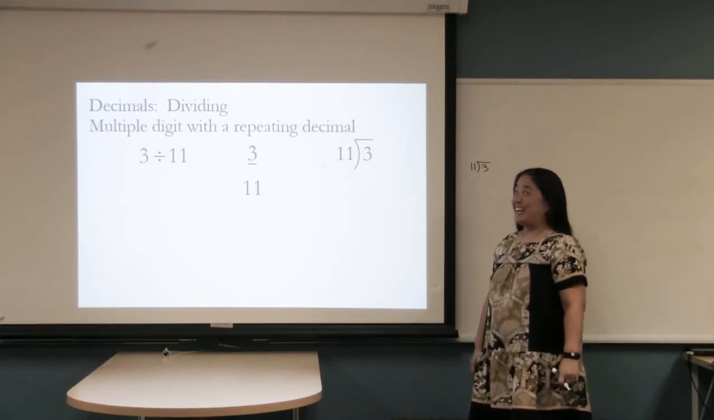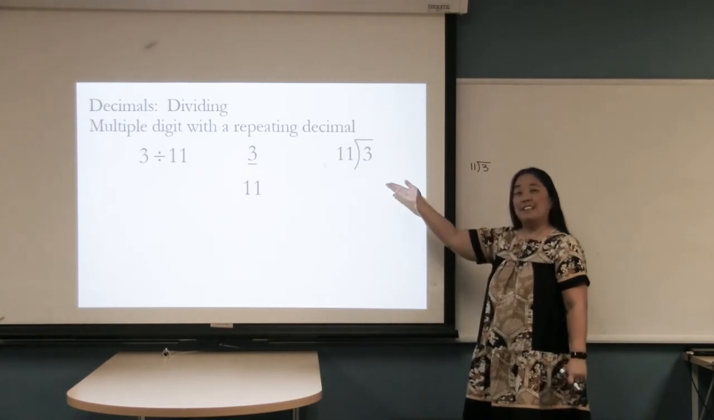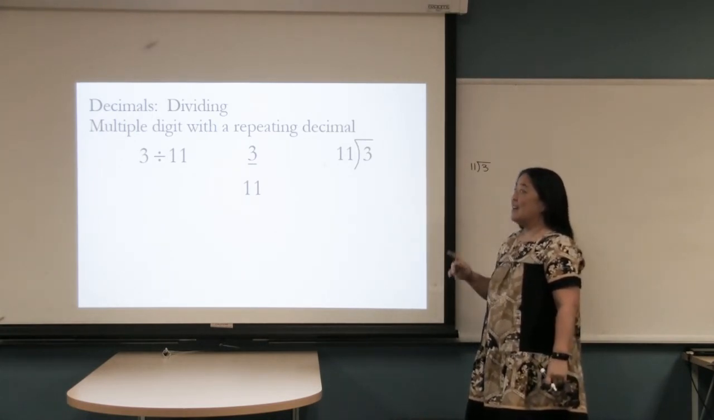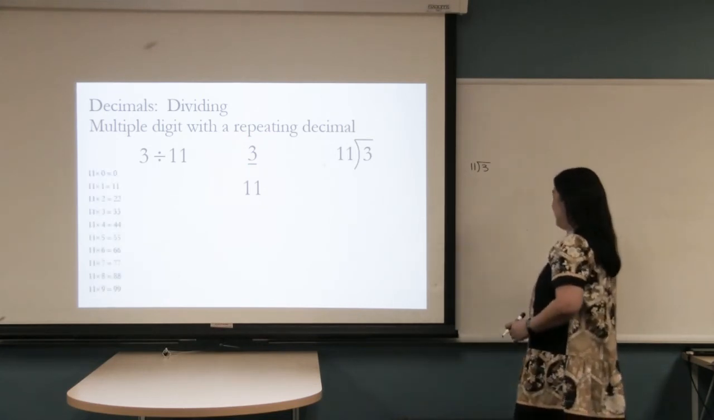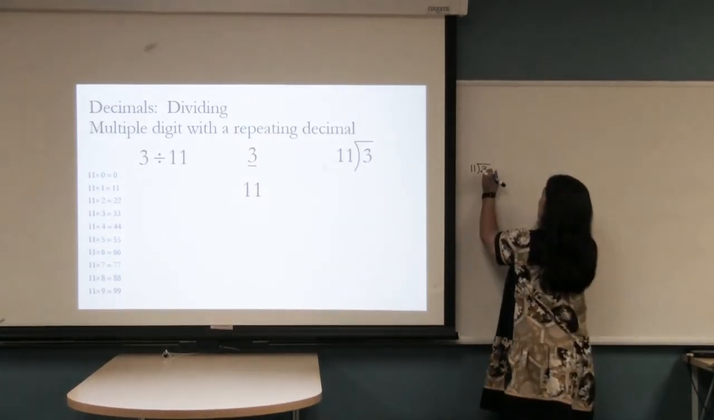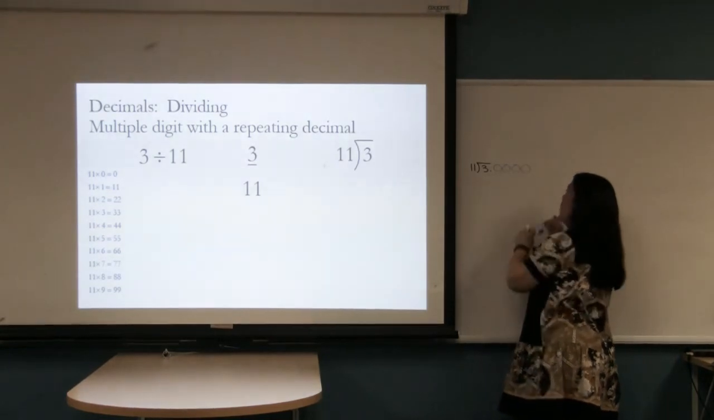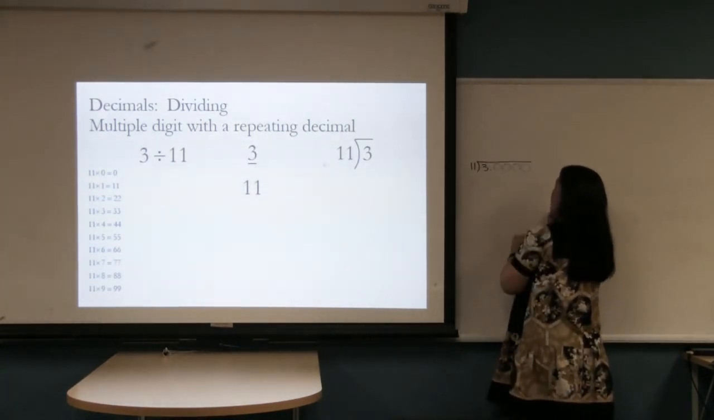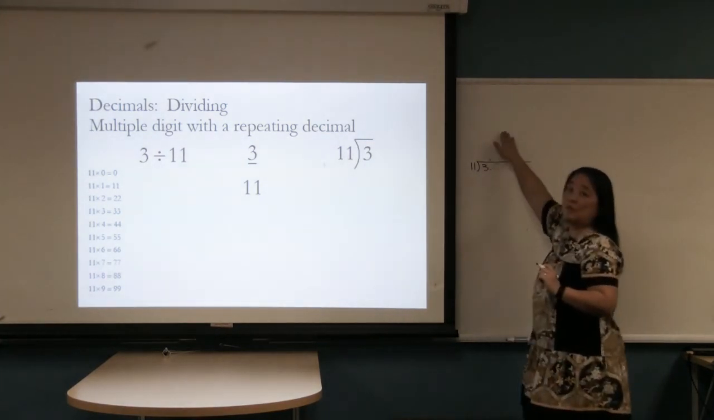Decimals, dividing. Multiple digit with a repeating decimal. We have left to right, top to bottom, and inside out, and on the whiteboard. We're dividing by 11, so keep that 11 times table handy. Now, I already told you this is going to be a repeating decimal, so instead of putting it in one by one, I'm going to put in a whole bunch of zeros here, because I know that I'm going to have a decimal answer, and I know that my decimal comes straight up.